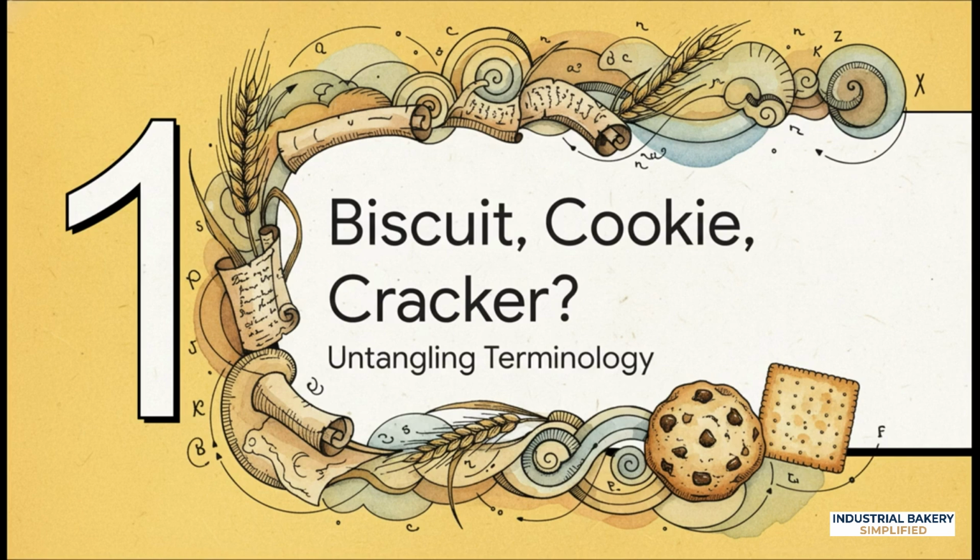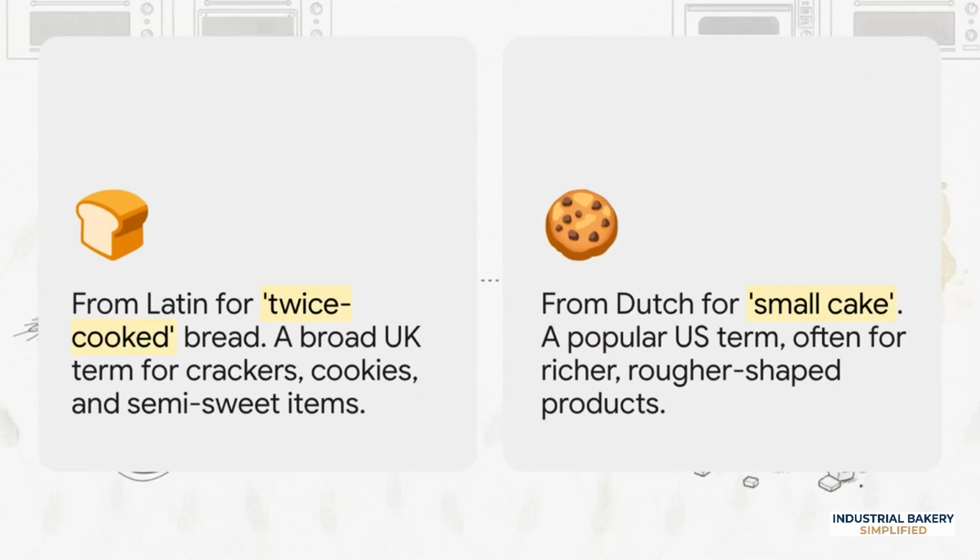All right, so let's tackle the names themselves. Why is it all so confusing? Well, the answer, as so often, is buried in history and language. So get this, the word biscuit literally comes from Latin for twice-cooked bread. You know, like those super dry, hard things sailors used to eat? So in the UK, it just became this huge catch-all term for everything. Cookie, on the other hand, comes from the Dutch word for small cake. And that makes total sense for the richer, sweeter things that got really popular over in North America. The bottom line, the names are all about history, not science.